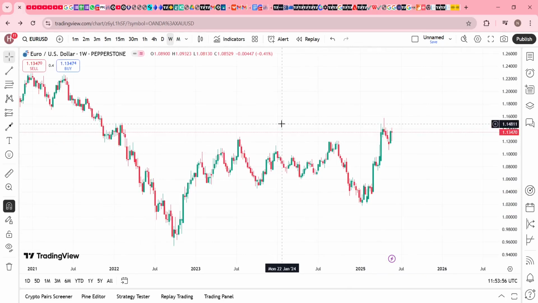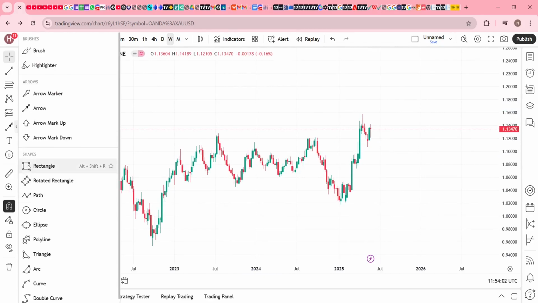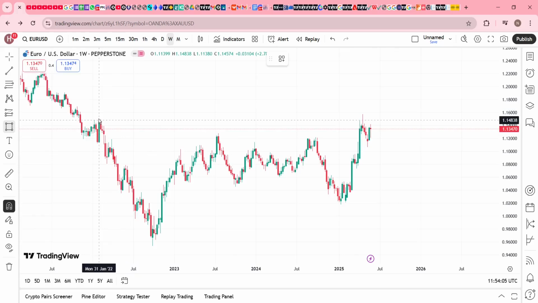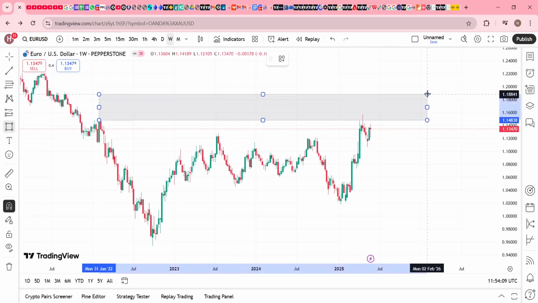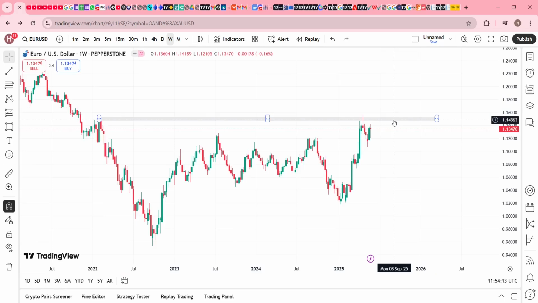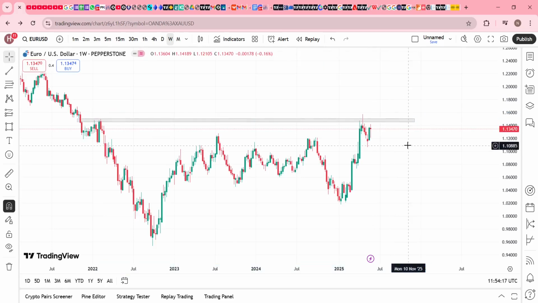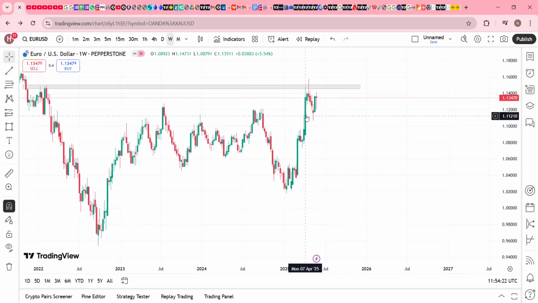So right here I can mark the zones that I can see. Here I see the zone, and price has currently rejected this zone on the weekly time frame. So I'm going to mark it once again. Okay, that is it. Then here closer to the market, what do I see?